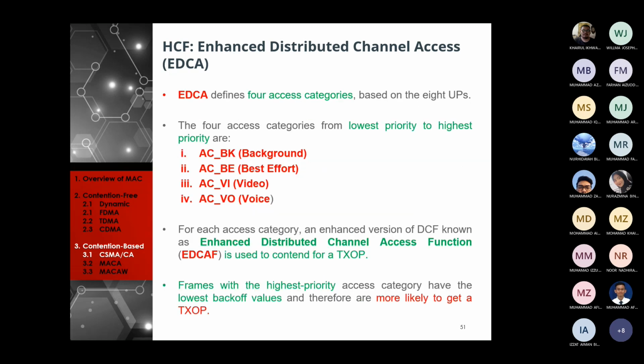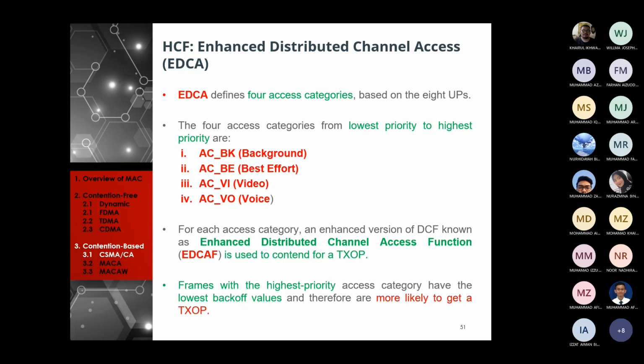Okay, next EDCA defines 4 access categories. Ada 4 pula dah, apa tu? So based on the 8 UPs, the 4 categories from lowest priority to highest priority are AC_BK. So ni paling lowest sekali adalah untuk background. AC_BE, best effort. And then AC_VI and AC_VO. So adalah top high priority lah.